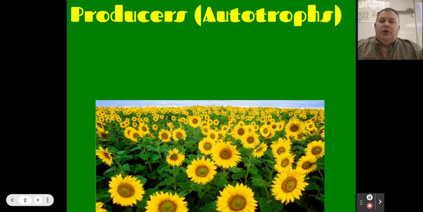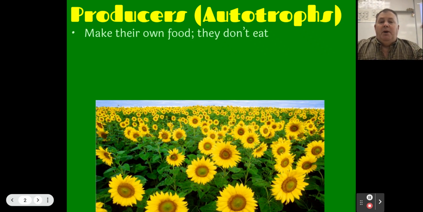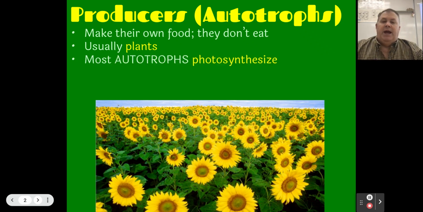So the first term that we use to describe this energy pyramid and transformation is producers, oftentimes referred to as autotrophs. And producers or autotrophs have an ability to make their own food. In other words, they have the ability to make their own energy. They don't necessarily eat like we traditionally think, and these are traditionally known as plants, the green things, and they use a method called photosynthesis.